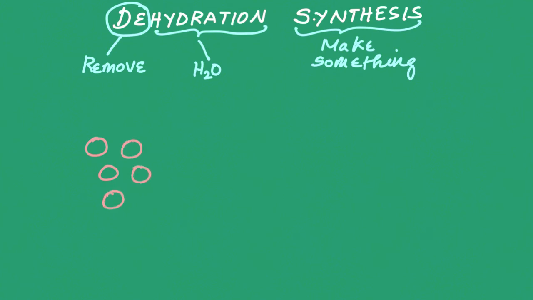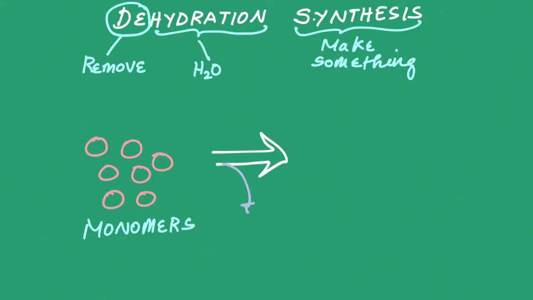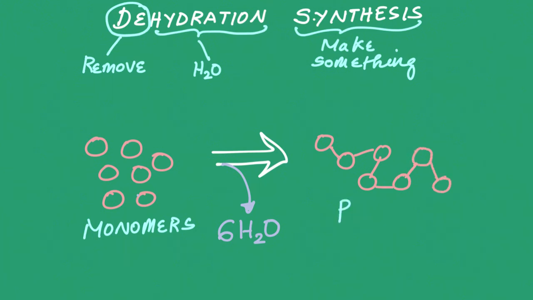So let's see how that happens. We have 7 monomers in this example. Those are the little circles that you see. And we're going to take out 6 molecules of water to make 6 covalent bonds between the 7 monomers. Together, we create a polymer. To make those covalent bonds, it is essential to remove some water. So here we have dehydration synthesis.